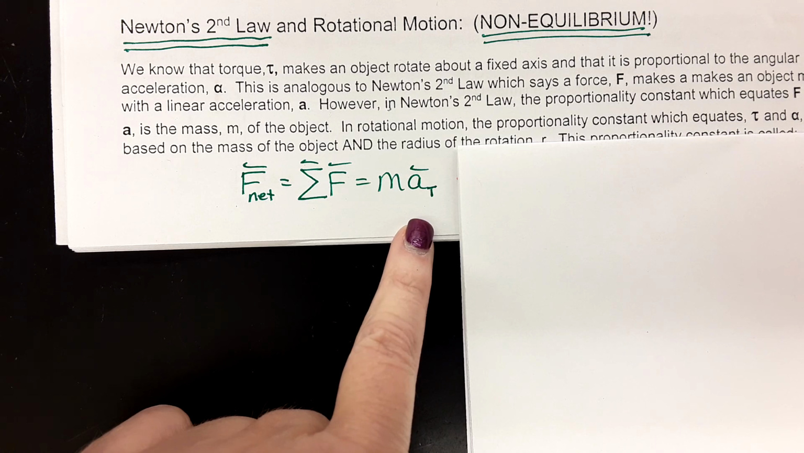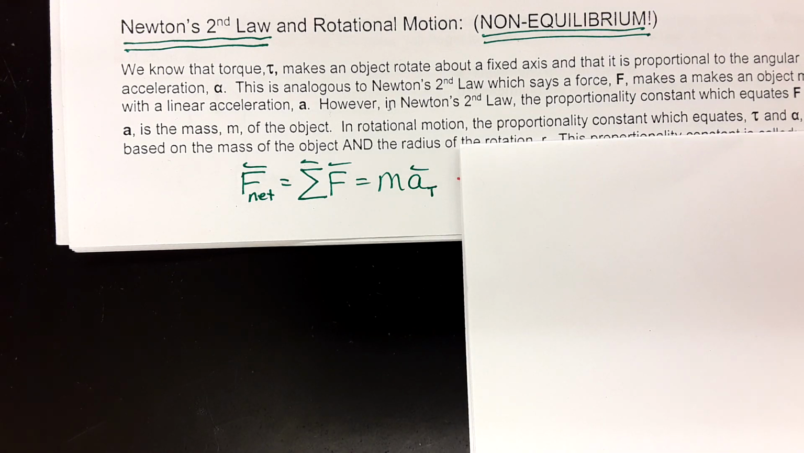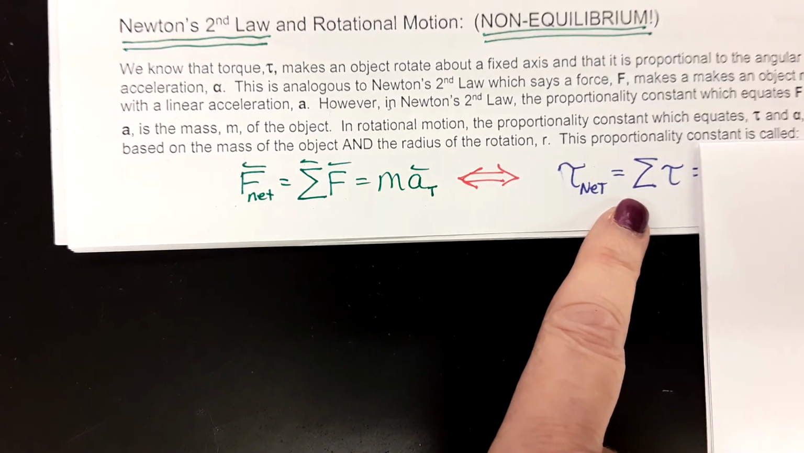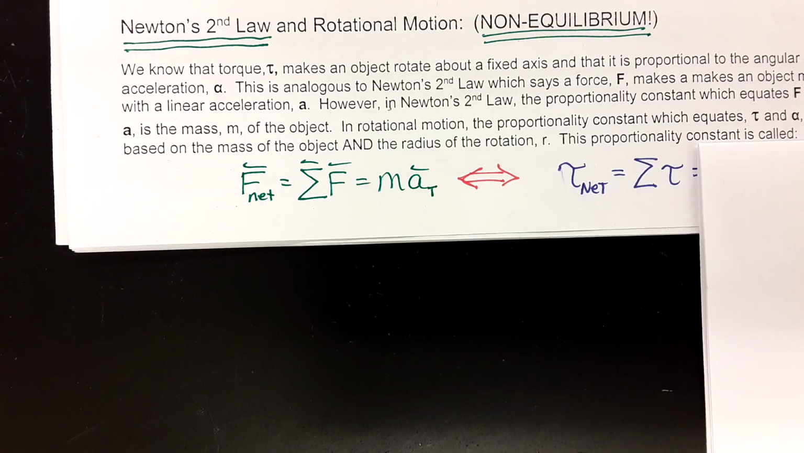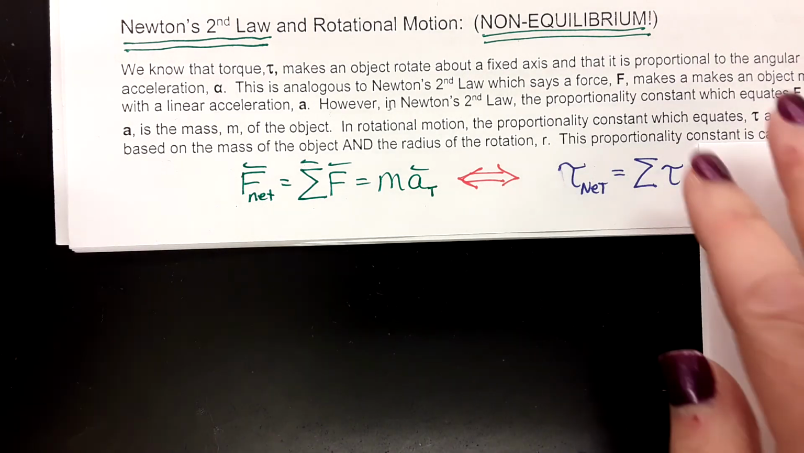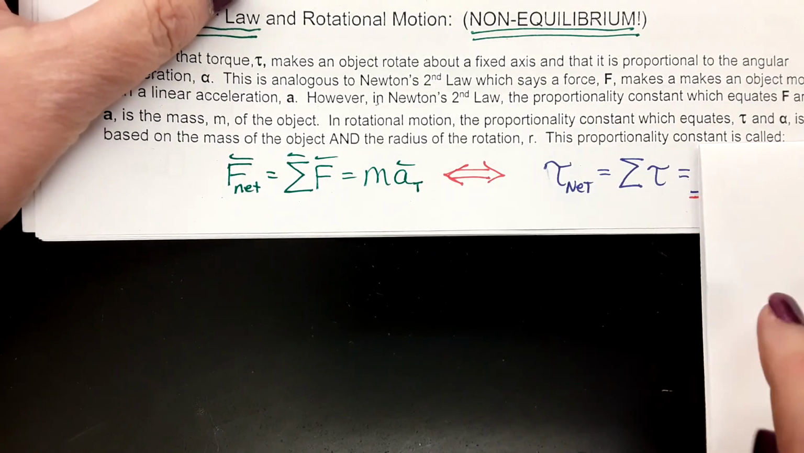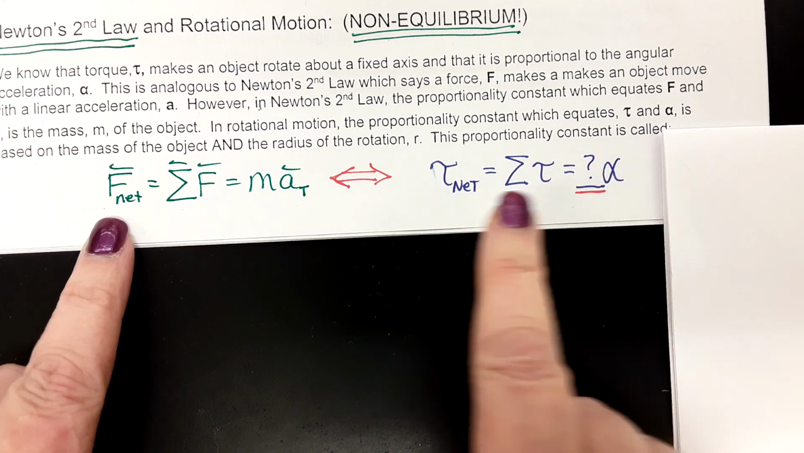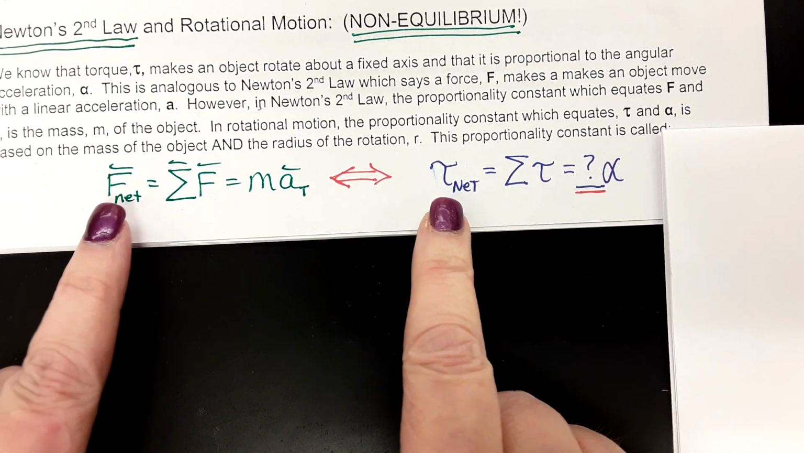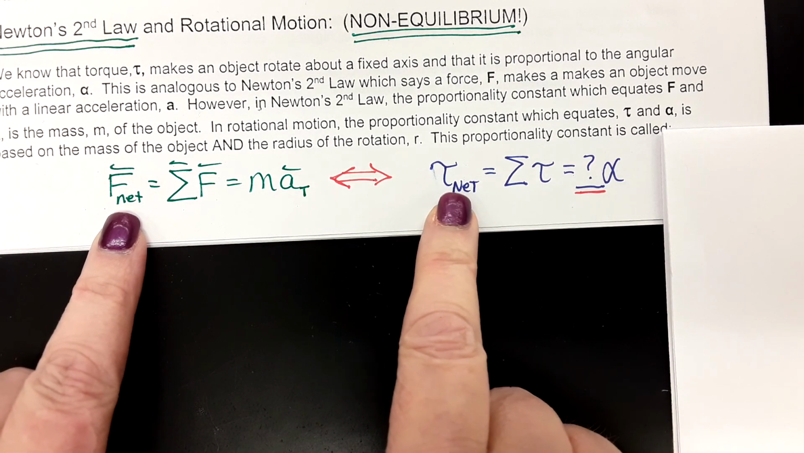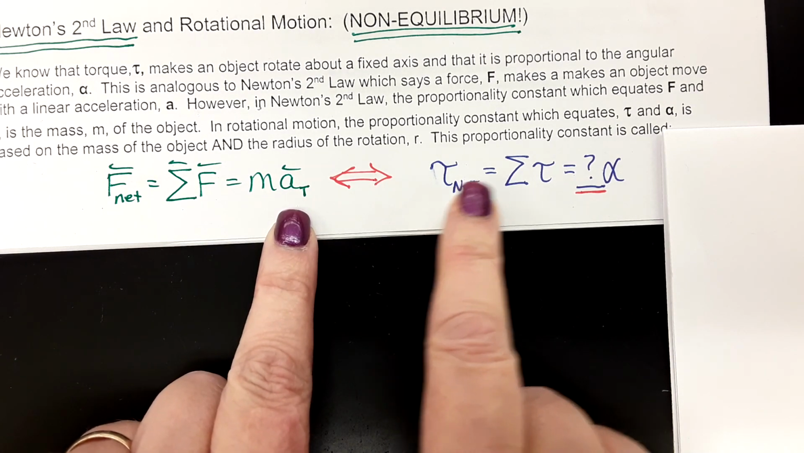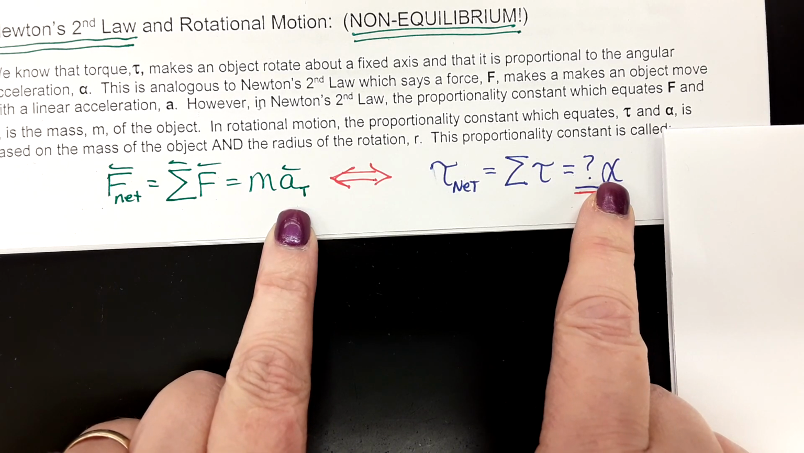But we're not moving in a line, we're moving in a circle. We're rotating around an axis. In this case, we talk about the net torque, or sum of the torques that are acting on the object to make it rotate. In this case, the sum of the torques, or net torque, will produce an angular acceleration. So as you can see, there's an analogy here. Net force is analogous to net torque, and translational or linear acceleration is analogous to angular acceleration.